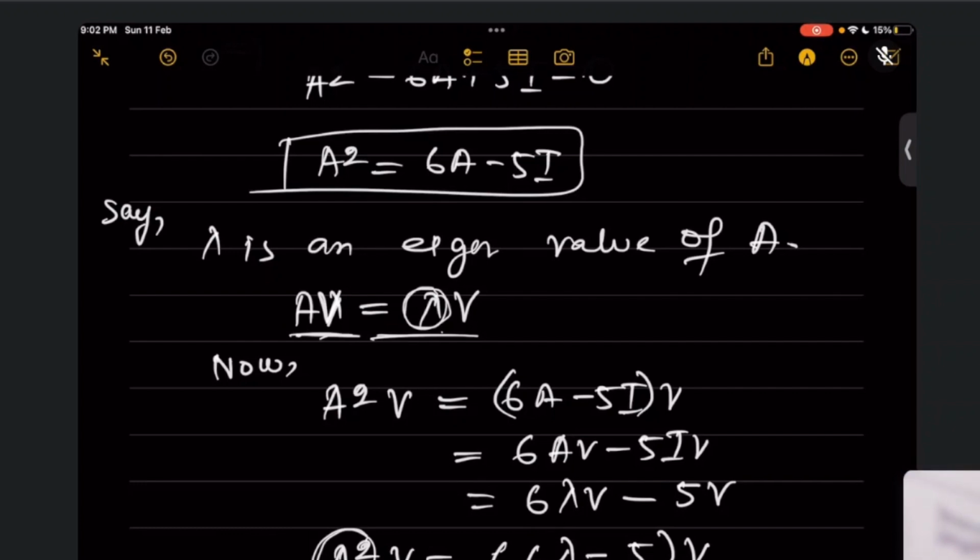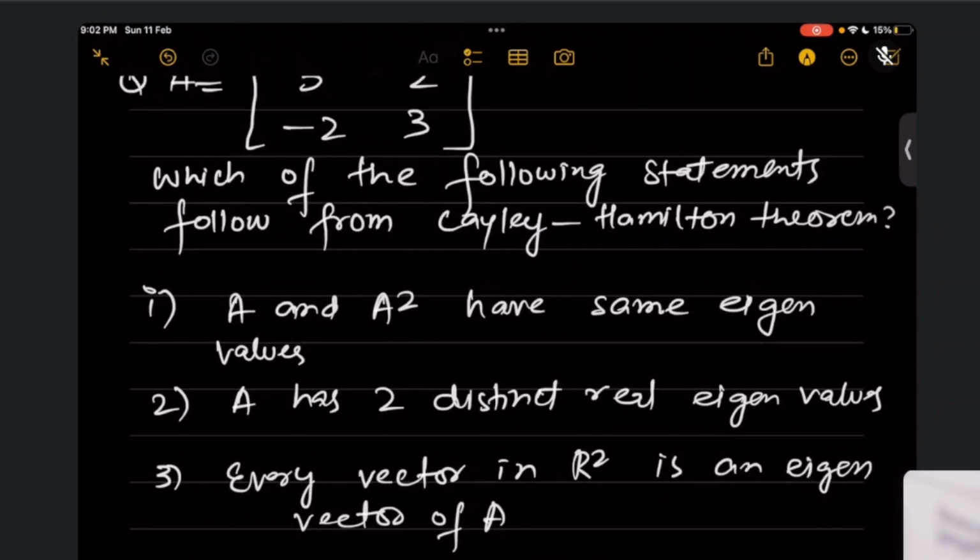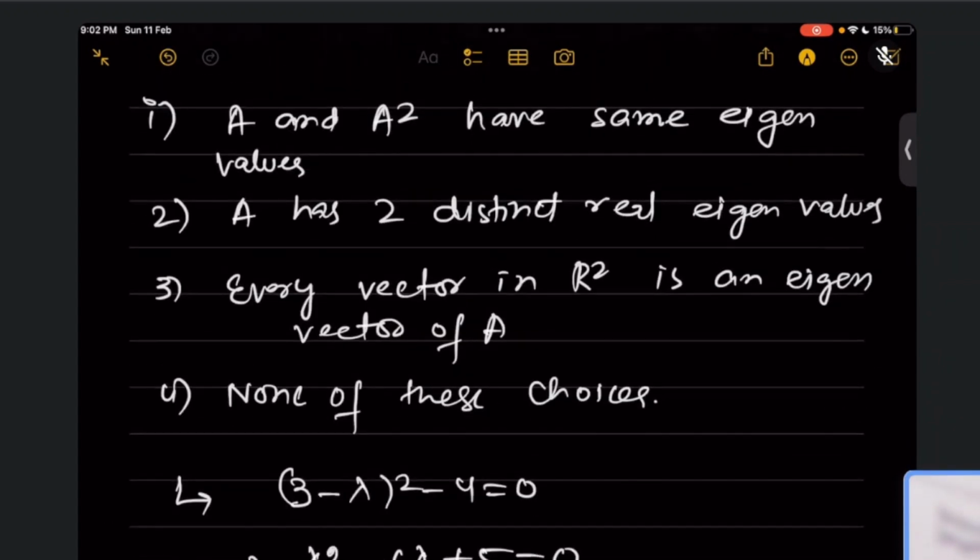Understood? Yes. So going to the next statement: A has two distinct real eigenvalues. Yes, 1 and 5, so distinct. A's eigenvalues are 1 and 5. Yeah, they are distinct. But do we infer that from the Cayley-Hamilton theorem?